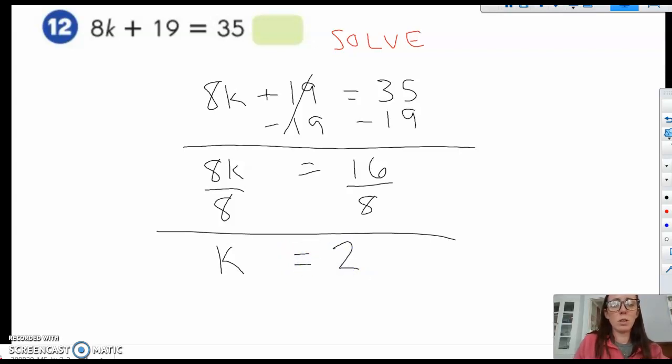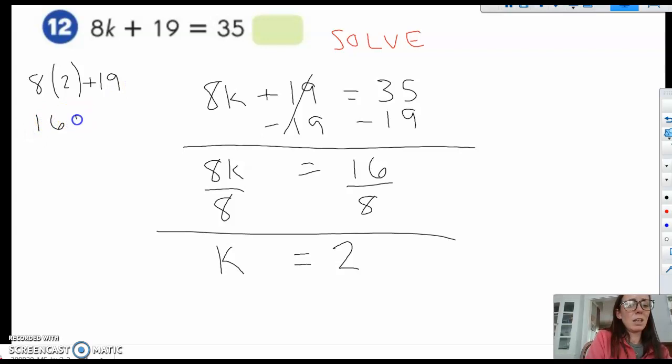I get 2. So if I plug that in, I have 8 times 2 plus 19. I should get 35. So now I have 16 plus 19 equals 35. So I did my work correctly.